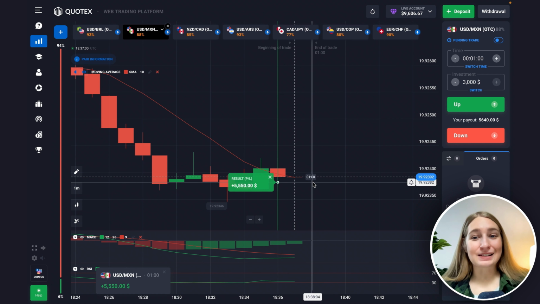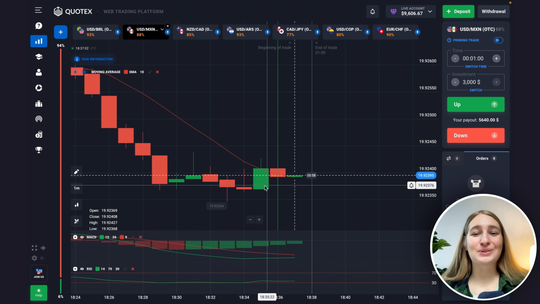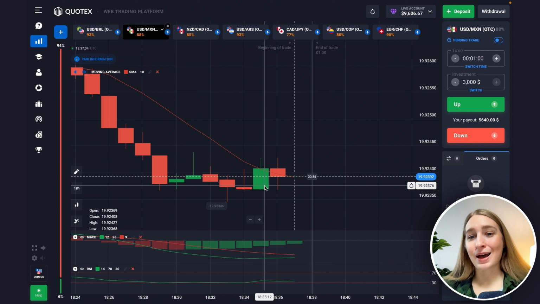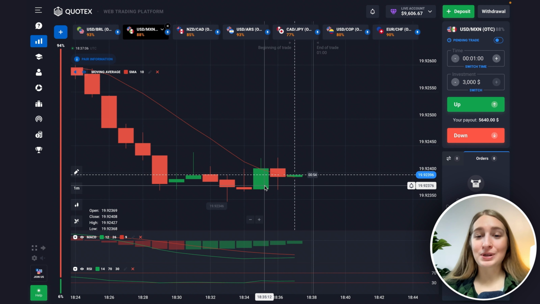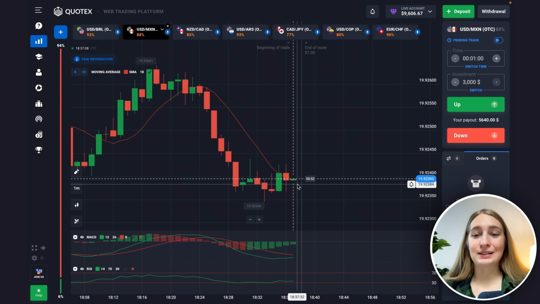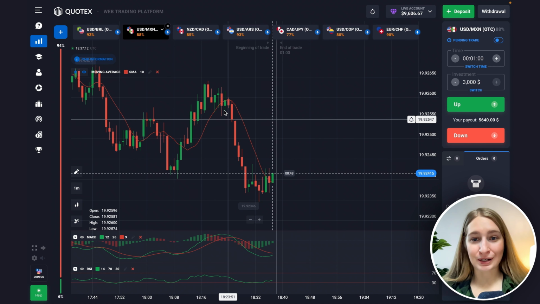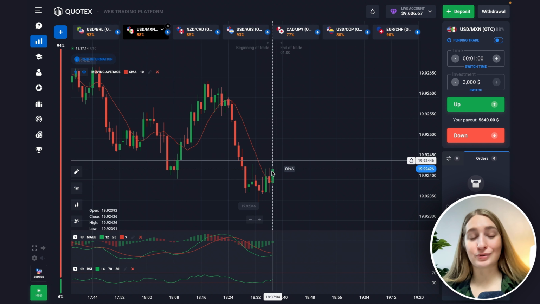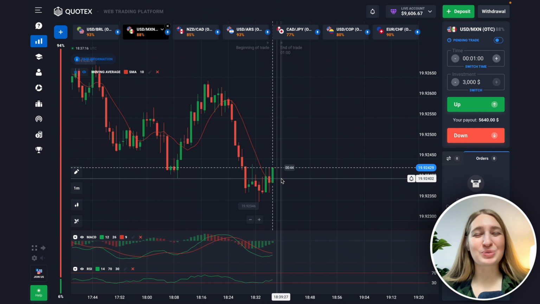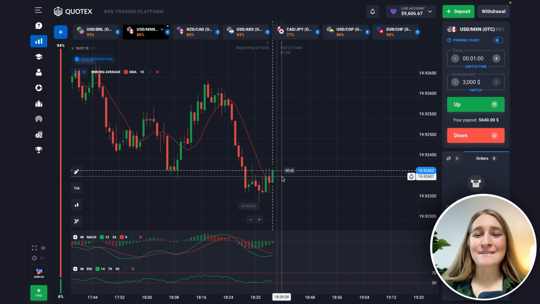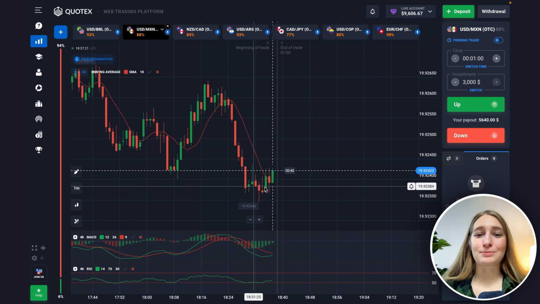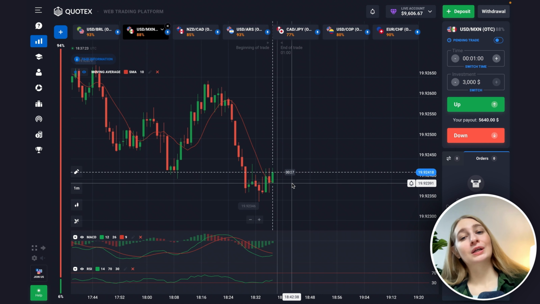And yes, it is kind of a moment where we are going just with the trend. If we zoom out a little bit, we will see that it is a bearish moment. And right away here, I was just going with the trend because I saw it was pretty strong. Pretty strong.